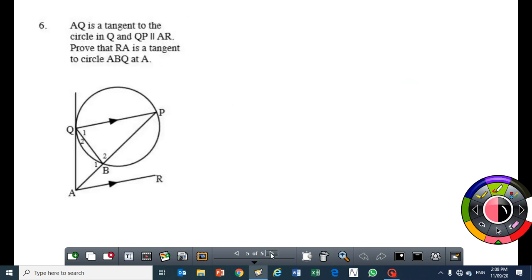The last part: to prove that a line is a tangent. When you are asked to prove that a line is a tangent, there are two ways of doing it. Either you can prove that the angle between a tangent and the radius is equal to 90 degrees. If you do that, then you can say, therefore, this line is a tangent. Your reason will be converse, tangent perpendicular to radius. Or you can use the converse of the tan-chord theorem.